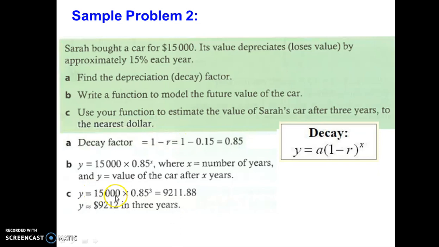So use the model, 15,000 times this amount 3 times, because the first year you'll multiply by that amount, and it'll give you a new value for the car, which is going to be less than 15,000, because we're multiplying by less than 1. Then next year you're going to multiply by this again, because it's going down in value again, and then a third time. And there's the value after 3 years.